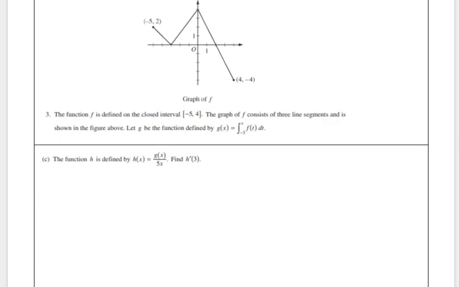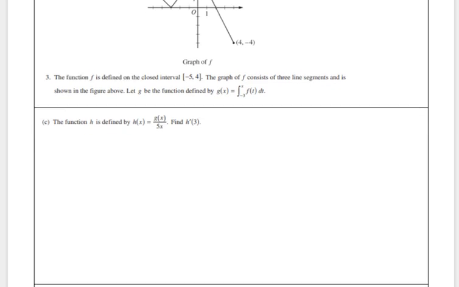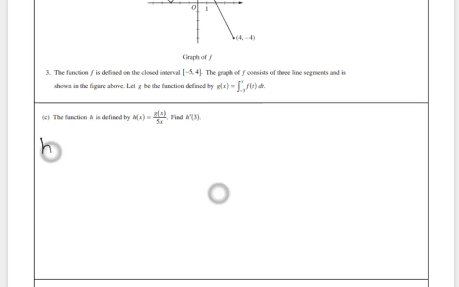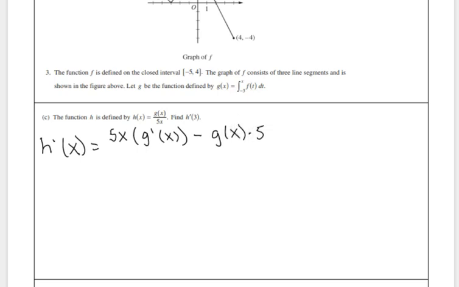Okay, part C here gives us this different function. So now we're looking at the function h of x, which is equal to g of x over 5x, and we're asked to find h prime of 3. Well, we can't find h prime of 3 without first finding h prime of x. So that means we have to take the derivative of this function. And hopefully you can look at that and recognize that we're going to need the quotient rule. So we're going to do low d high, so 5x times g prime of x, minus high d low, so g of x times 5, all over 5x squared, right? Low squared goes down below.